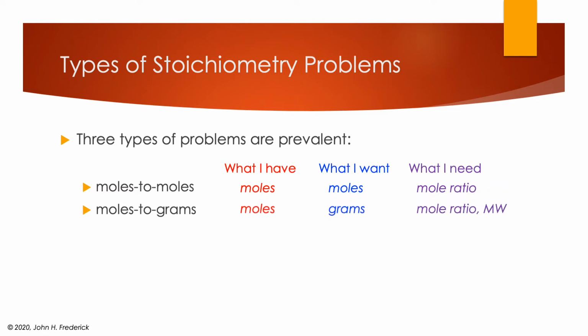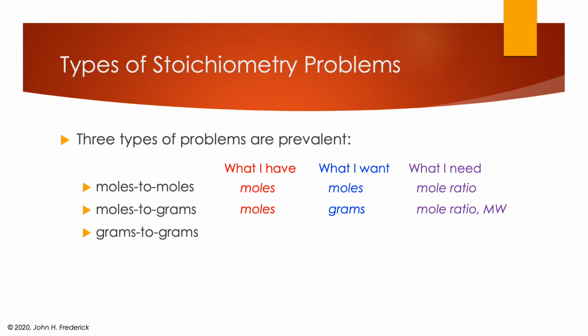The second type of problem that you may run into is moles to grams. In this case, what you have is moles of one of the species. You're going to be asked to produce the number of grams of another species, and what you're going to need is both the mole ratio and the molecular weight of the species that you need to report in grams.